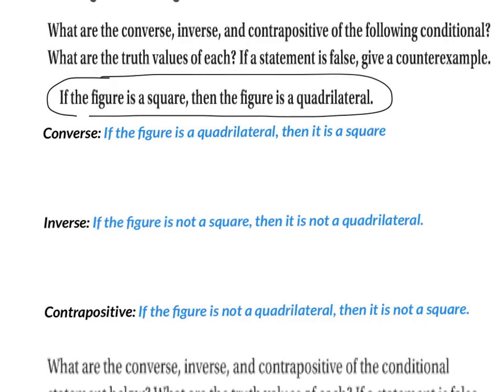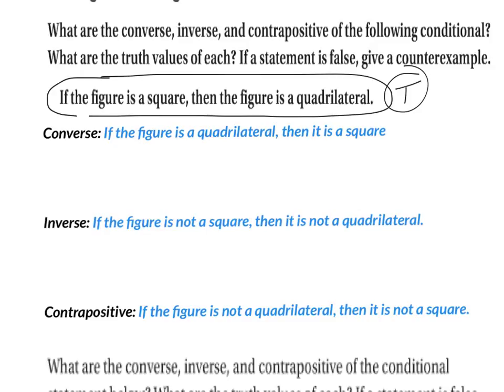Now, I know that some of these vocabulary words we have not necessarily been through yet, but I'll kind of explain them. Remember, you should know what a square is. A square is a four-sided figure that has all the same length. A quadrilateral is just a general four-sided figure. So if a figure is a square, then the figure is a quadrilateral. That statement, by the way, is the conditional if-then statement. That is true.